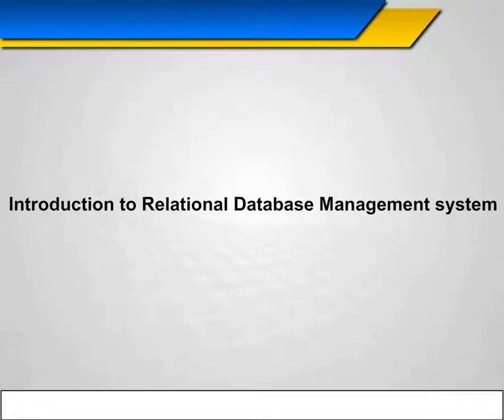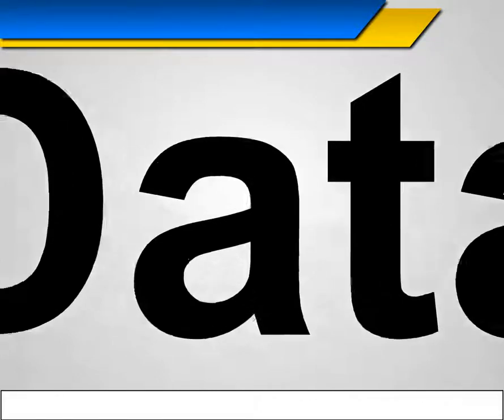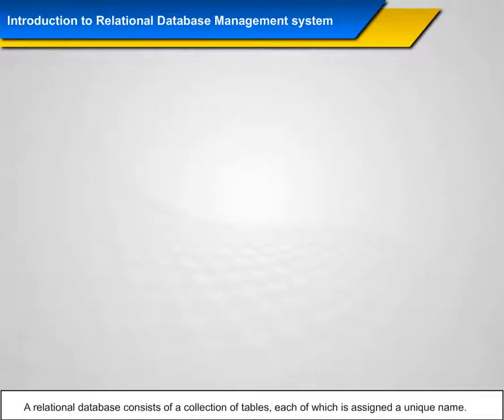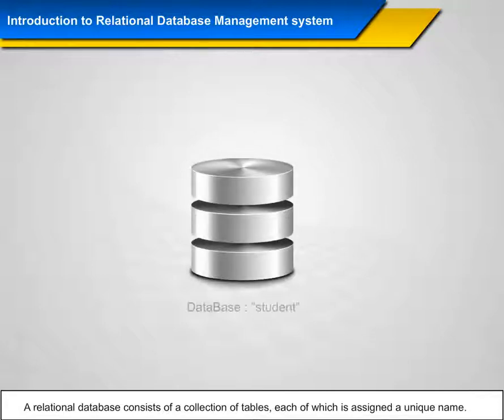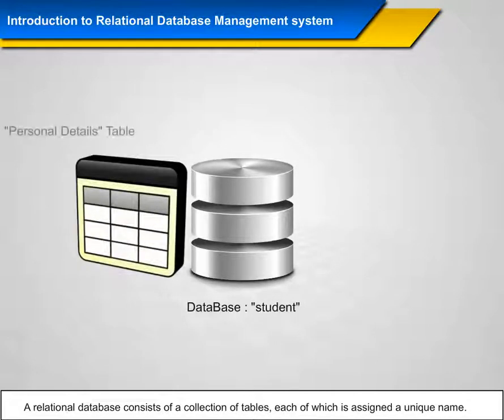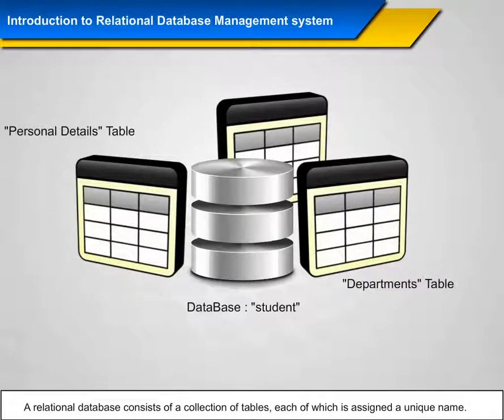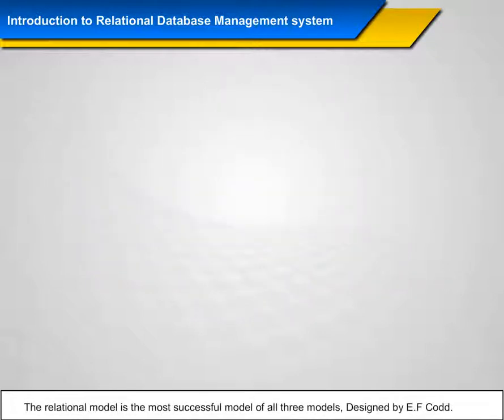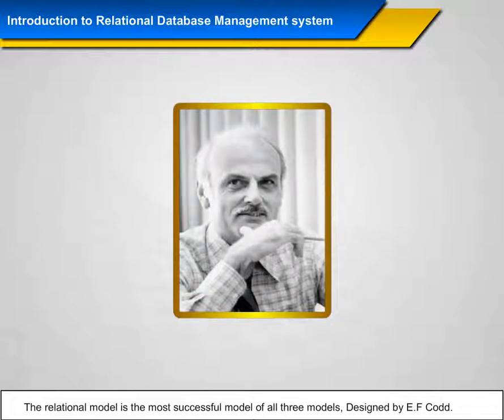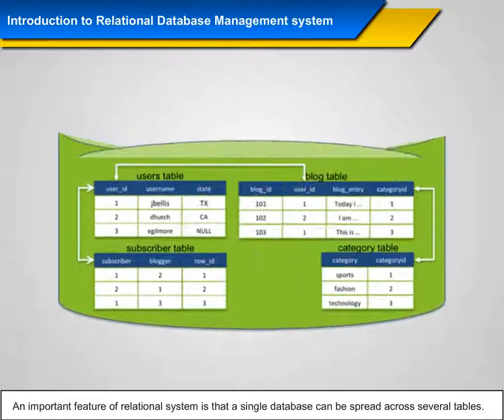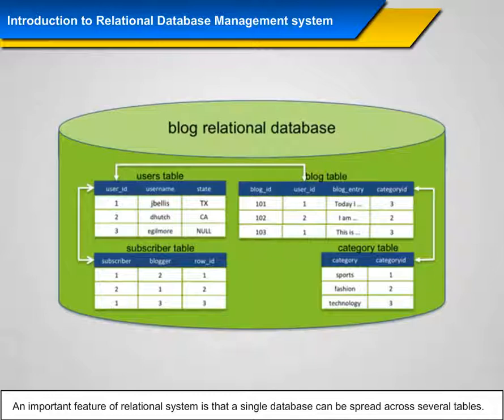Introduction to Relational Database Management System. A relational database consists of a collection of tables, each of which is assigned a unique name. The relational model is the most successful model of all the three models designed by E.F. Codd. An important feature of relational system is that a single database can be spread across several tables.